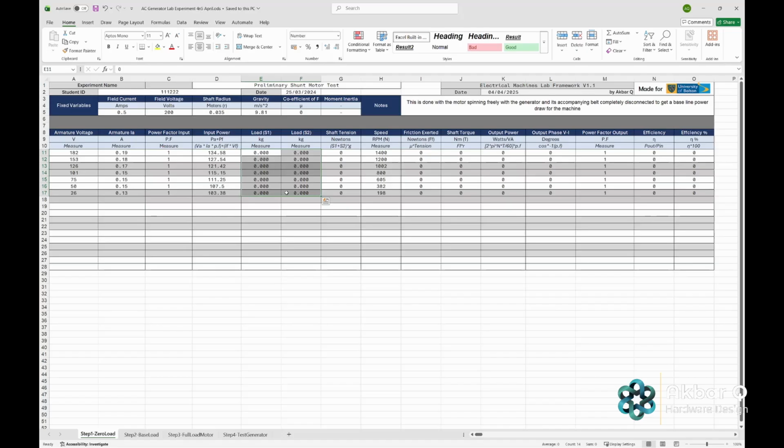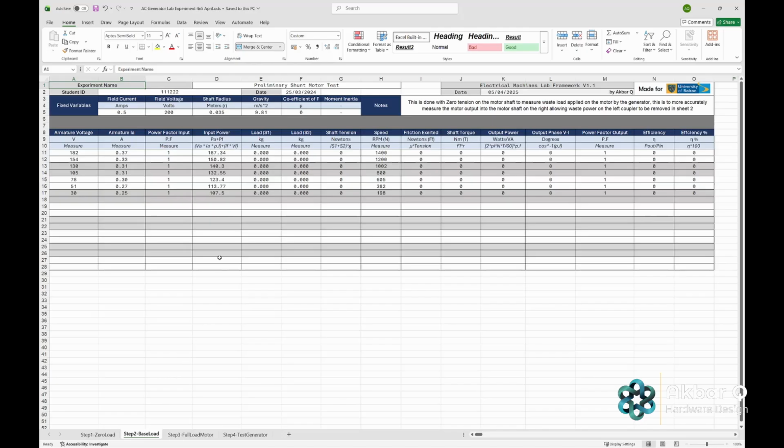The friction belt is not at all engaged. The shaft tension is 0 because of that, and we also measure the RPM. The friction exerted is a calculation, shaft torque is a calculation, power is nothing, and the efficiency will be 0 because there is no output power. Again, this first sheet is done with the motor completely isolated from the friction belt, completely isolated from the generator.